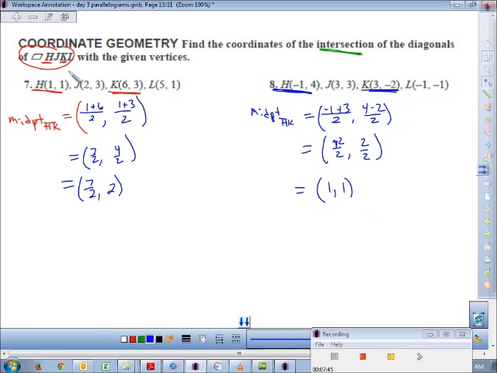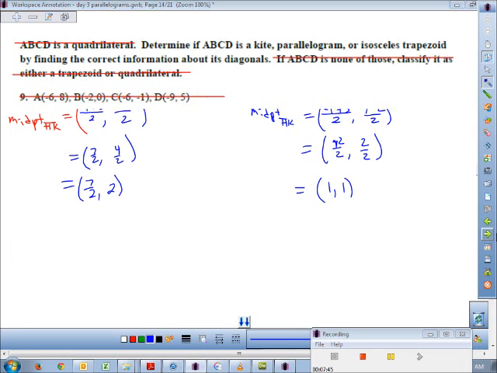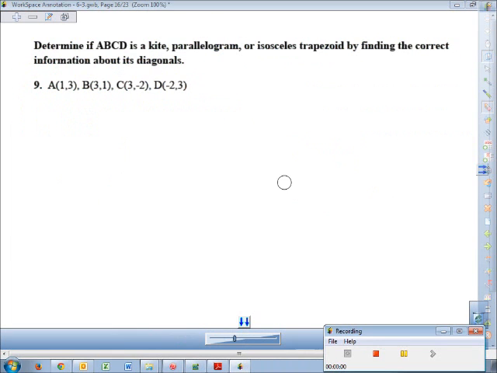Now, if they didn't tell you it was a parallelogram and they said, prove to us that this is a parallelogram, you'd have to find both midpoints, right? And if they were the same, then that would be a parallelogram because the diagonals bisect each other, just like we're going to do on the back side. Here's what's going on the back side.